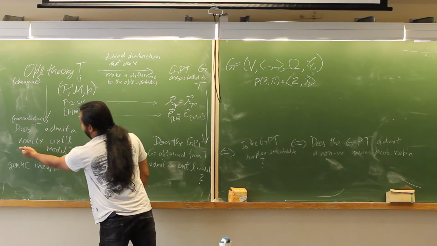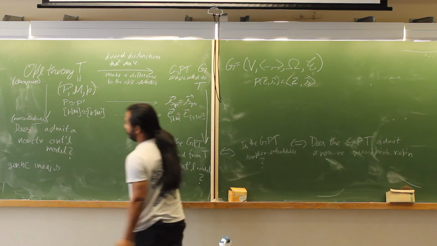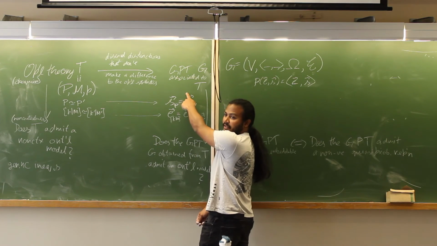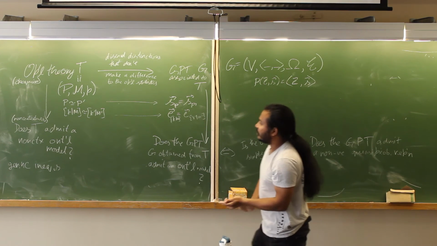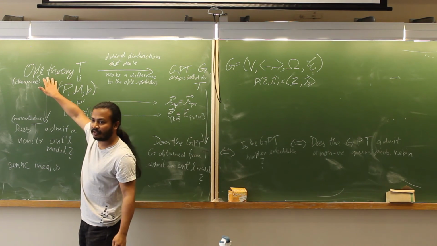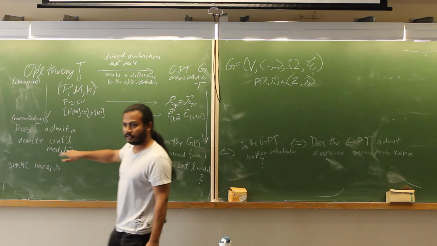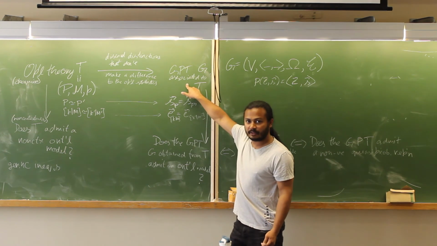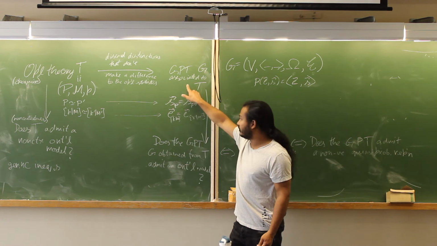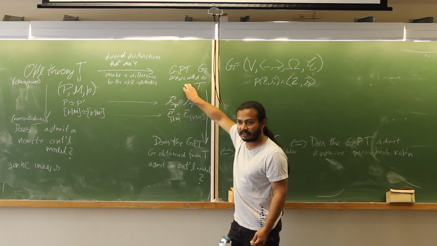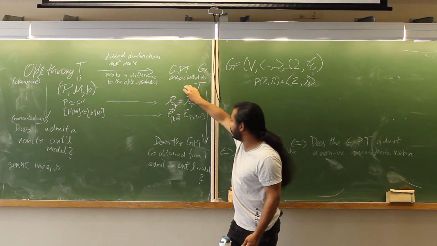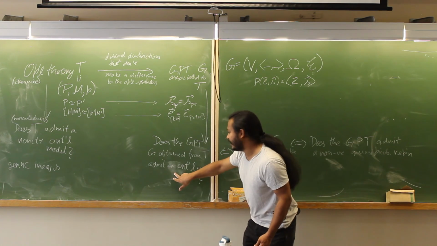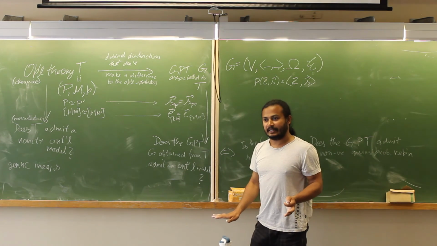And furthermore, in a non-contextual ontological model, how does that question translate to the level of GPTs? For a GPT, what this question means is: an operational theory T admits a non-contextual ontological model if and only if the GPT associated with the operational theory, the reduced, minimal description of the statistics, admits an ontological model. It's as simple as that.